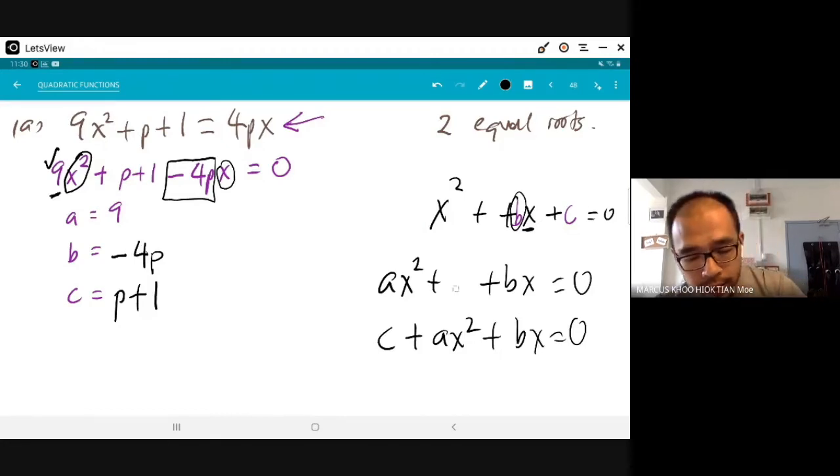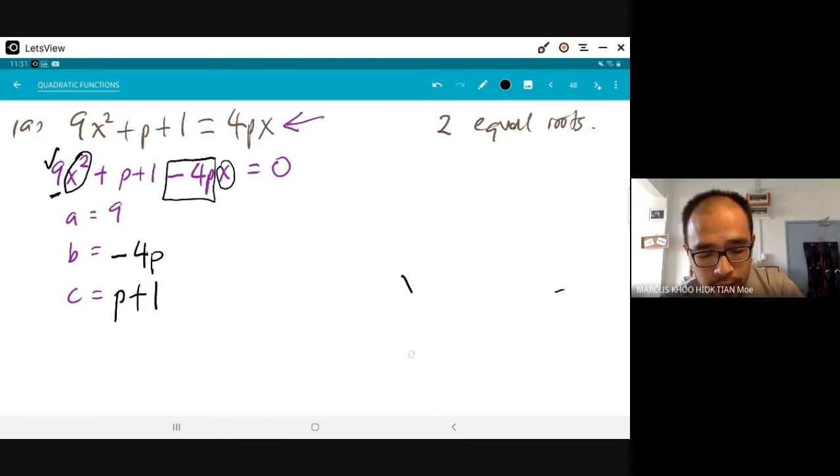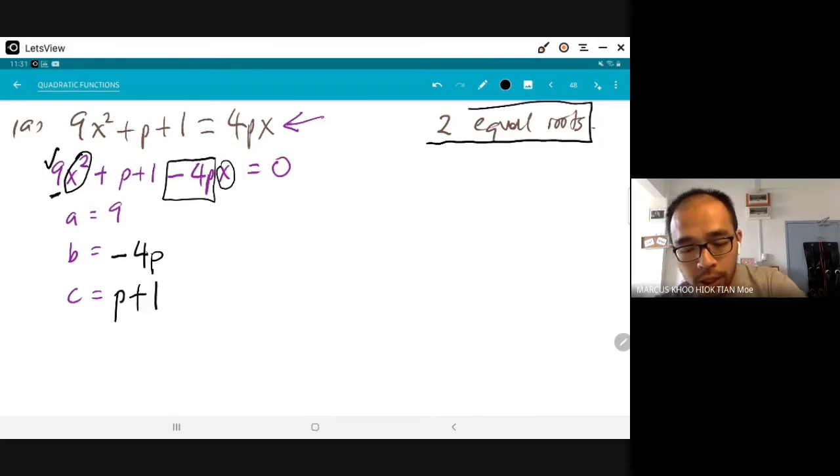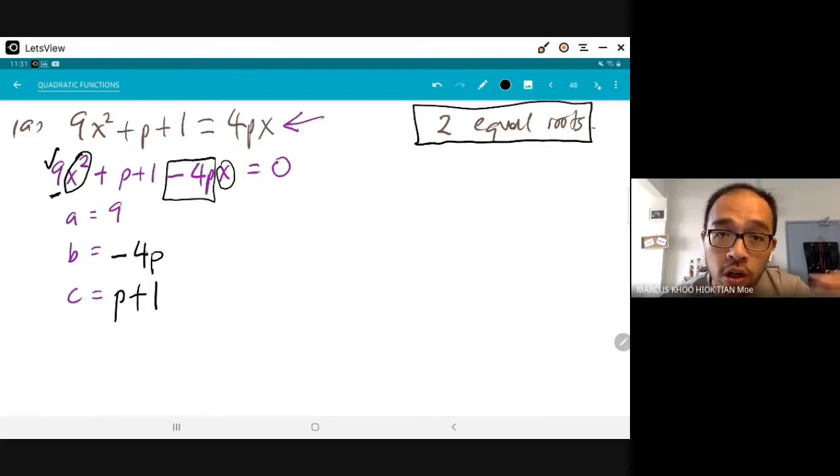Now the second thing is, once you identify the A, B, and C, this question says you must follow this one. This is the condition given. So the condition they say is 2 equal roots. Sinbury, 2 equal roots means what?